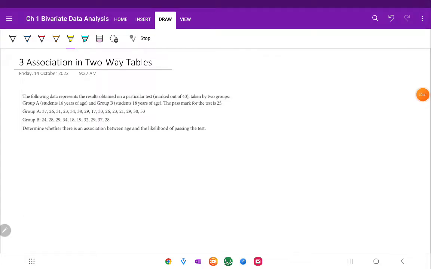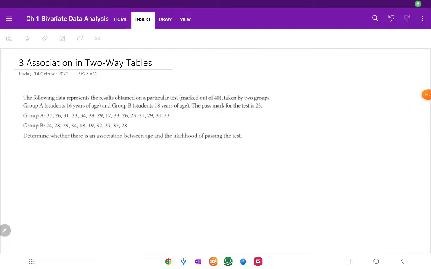Alrighty, so today we're going to have a look at doing some more association with two-way tables, except this time we haven't been given organized data, we've actually been given perfectly raw data. So the following data represents the results obtained on a particular test marked out of 40, taken by two groups. Group A, which was 16-year-olds, whereas Group B were 18-year-olds. The pass mark for the test is 25, to determine whether there is an association between age and the likelihood of passing the test.